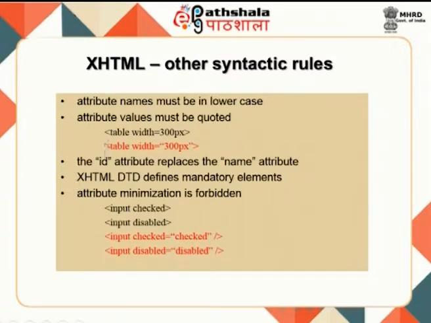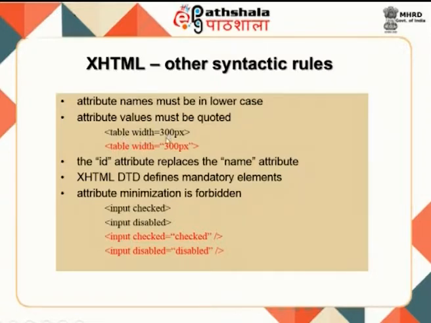And there are other syntactic rules that have to be followed in XHTML, for all attribute names. We saw about the elements or tags, but there is another thing that comes within a tag, along with the element. To describe the element we have attributes. So, the attribute names must also be lower case and the attribute values must be quoted, in double quotes. Here you can see that table is the element and it has an attribute like width.